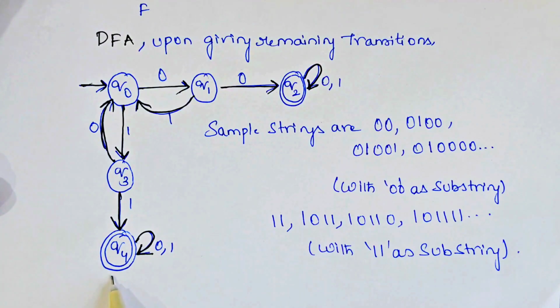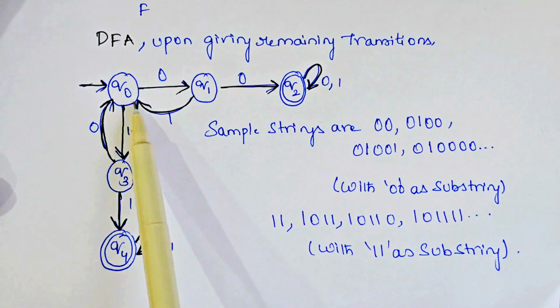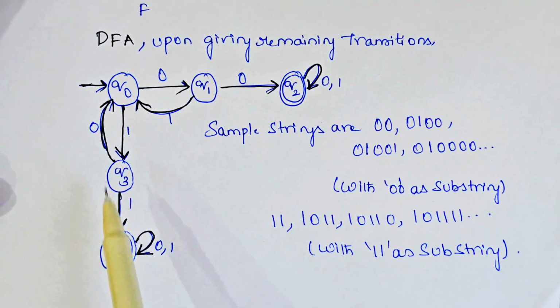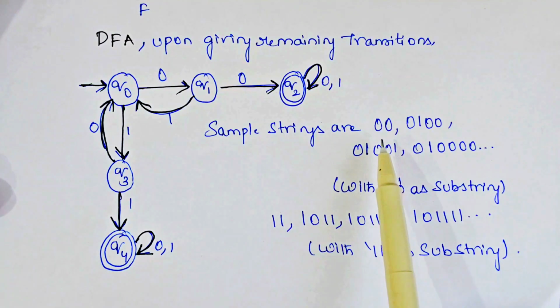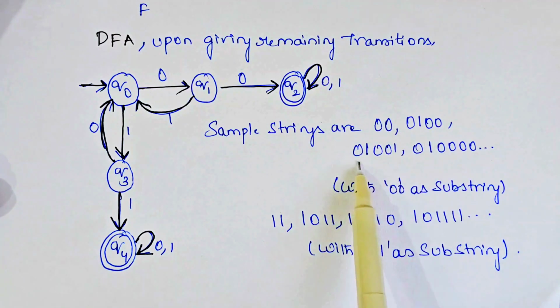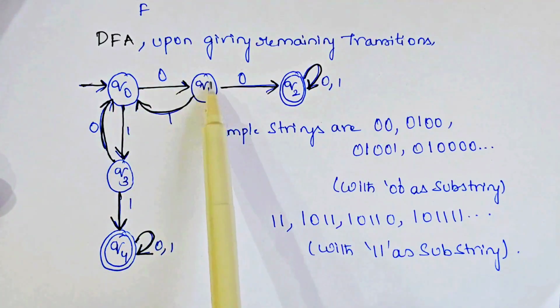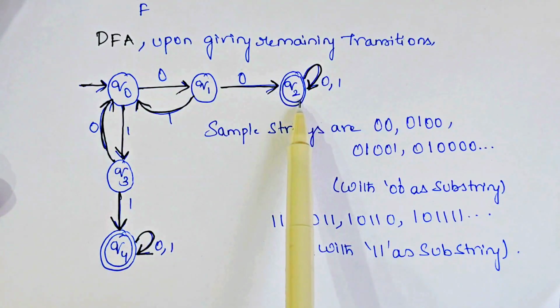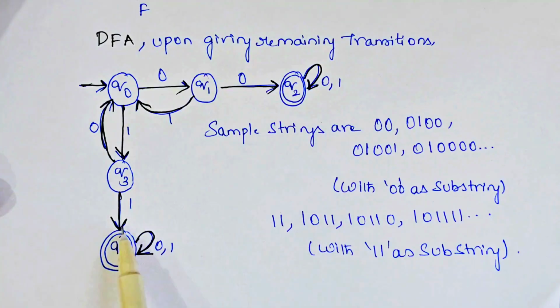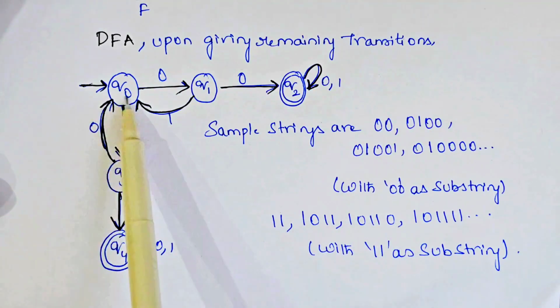Similarly, Q4 on 0, 1 should be determined here. So Q4 on 0, 1 can be connected to the same state, so that the strings will be 11011, 11011 0, and so on. The sample strings are 000, 1000, 10010, 10100, 1, in this path, with 00 as a substring. Here the sample strings with 11 as a substring are 111, 0111, 01110, 1011, 0110, and so on.